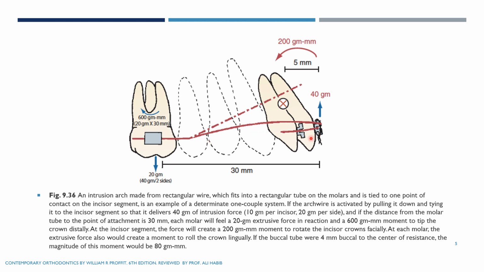The distance between the anterior segment, the anterior attachment of the wire, and the molar tube is about 30 millimeters. So activating the wire down will create a couple or a moment, which will be, as the arrow indicates, clockwise in this view. And how much is it? It's the distance from the anterior attachment, 30 millimeters, times 20 grams, that will be felt by only one side, which will be the total 600. Because it's a moment we call it 600 gram millimeter.